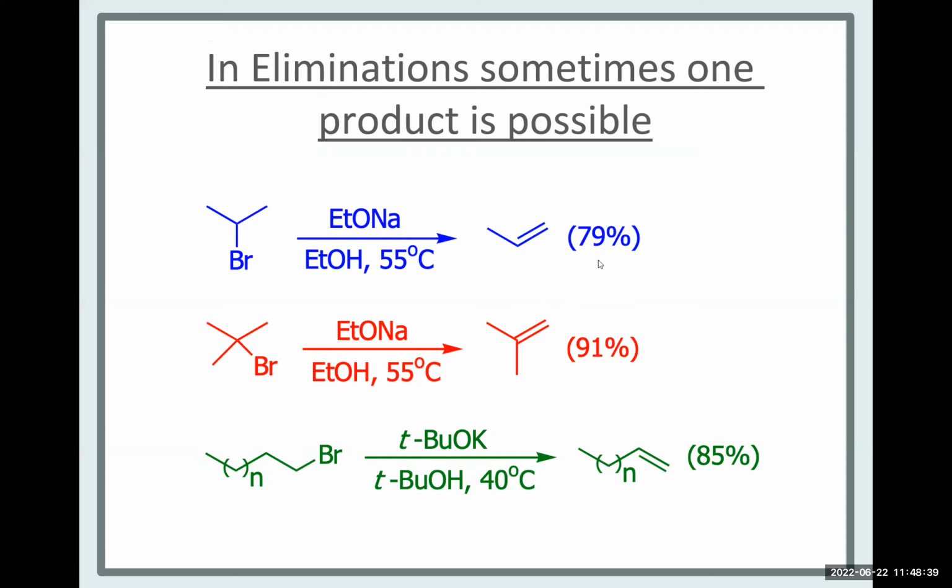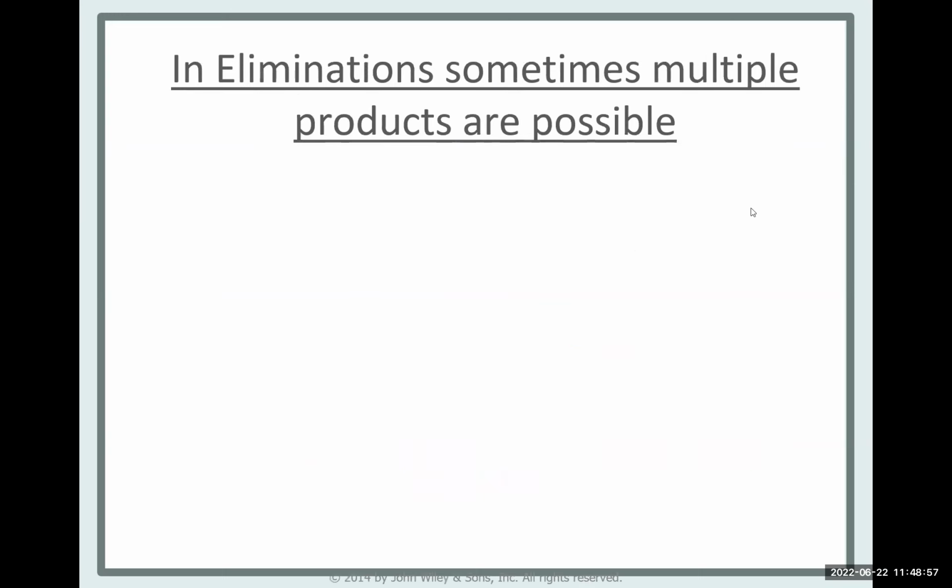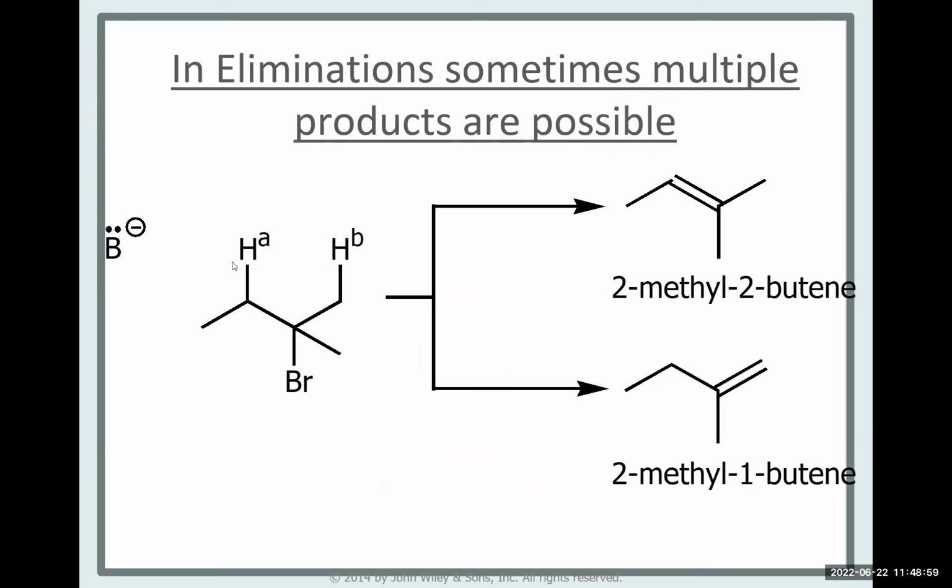Why do you think it's at 79%? What's the other 21% if there's only 1 possible elimination product? Substitution, that's right. So if you put these together and you get an elimination, all of your elimination product is going to be the same, but there's also substitution products present. Sometimes the alpha and beta hydrogens are different. So you can get 2 different alkene products.